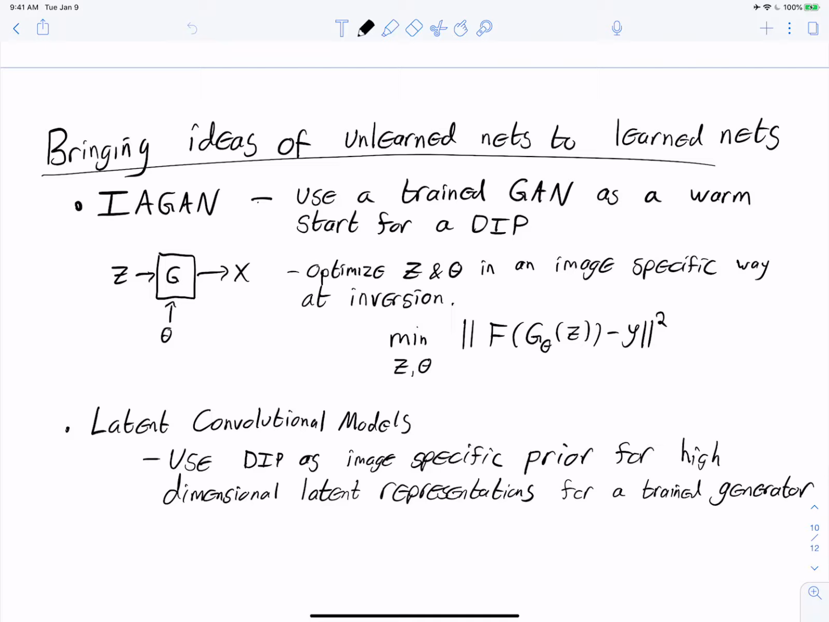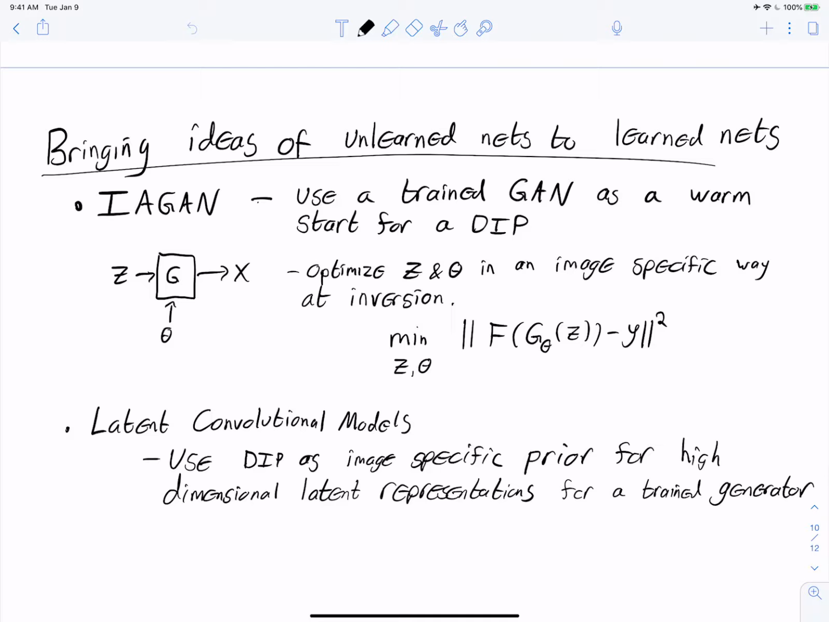And they did this in the case of a generative model like a GAN, but not actually a GAN, something called a generative latent optimization, which has a very high dimensional latent space. So they observed that the latent space was high enough dimensional that they actually needed this untrained net, this DIP, to act as a prior for what latent representation corresponds to a particular image. Please see the latent convolutional models paper for more information there.